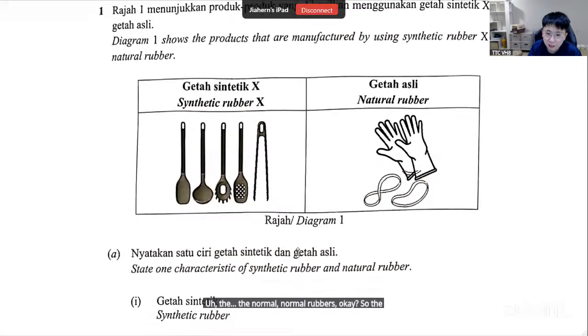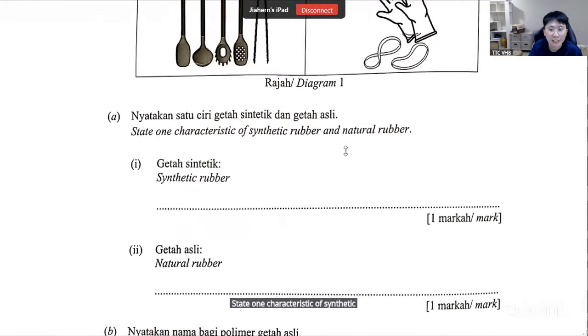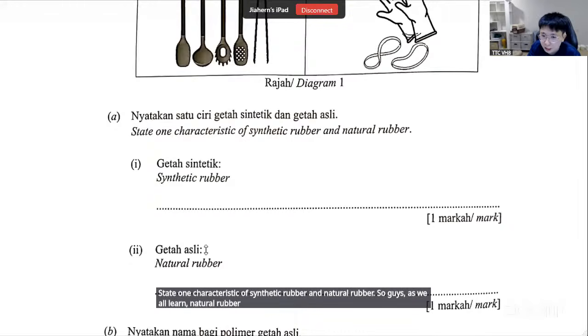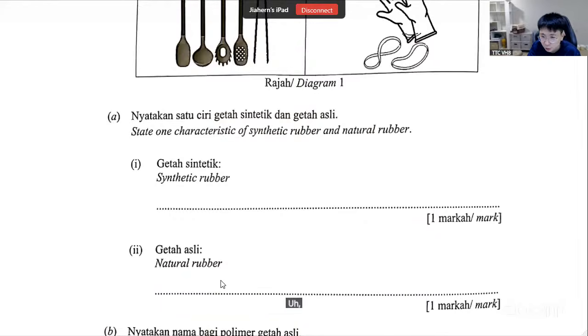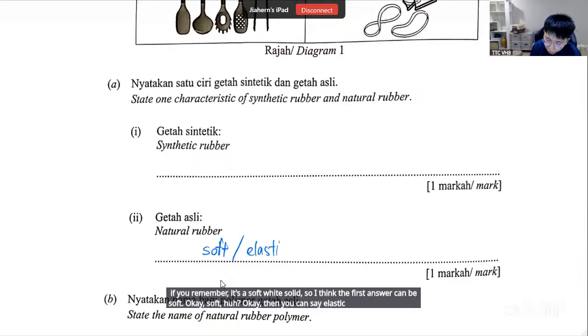The question asks you to state one characteristic of synthetic rubber and natural rubber. As we learned natural rubber, what are its properties? If you remember, it's a soft white solid. So the first answer can be soft, then you can say elastic. These are a few common properties of natural rubber.